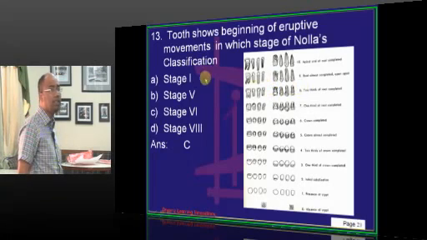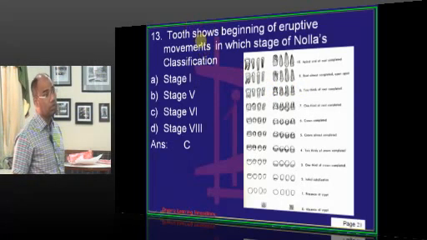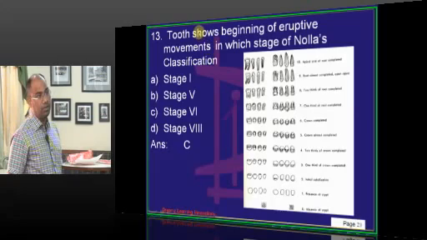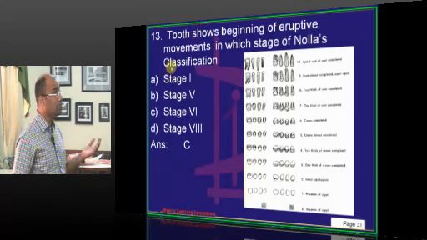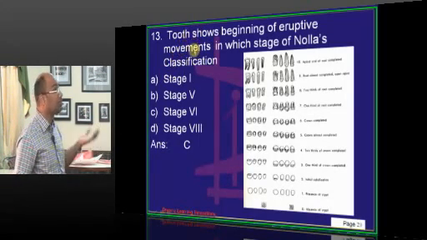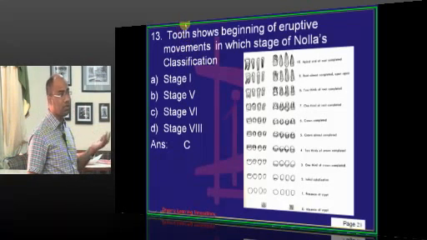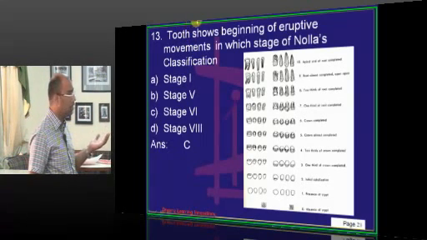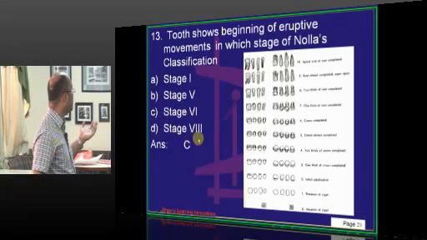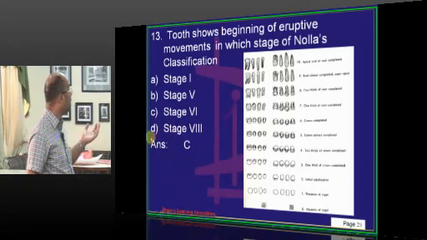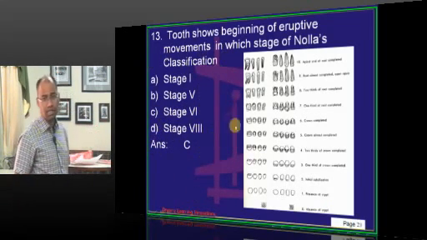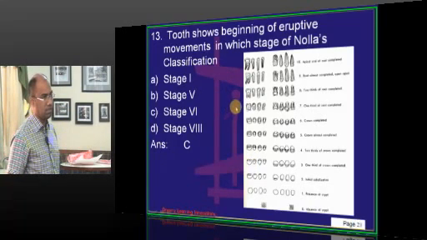Now, stage 8 is when 2/3 of the root is formed. That is when the tooth clinically erupts in the oral cavity. So, this is in stage 8, but the initial eruptive movements you see in stage 6.